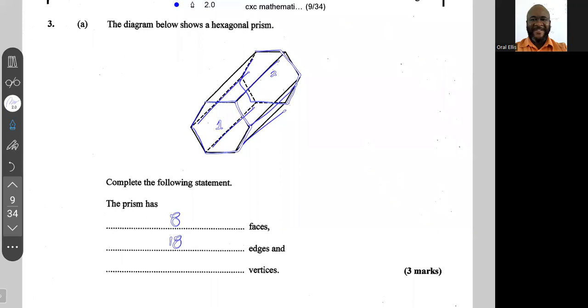Vertices. All right, in this case, a vertex is where 3 lines meet. So this is one vertex, 3 lines meet here. There are 1, 2, 3, 4, 5, 6, 7, 8, 9, 10, 11, 12. This thing has 12 vertices. Let's turn the page.